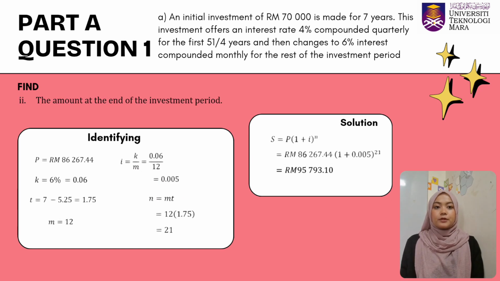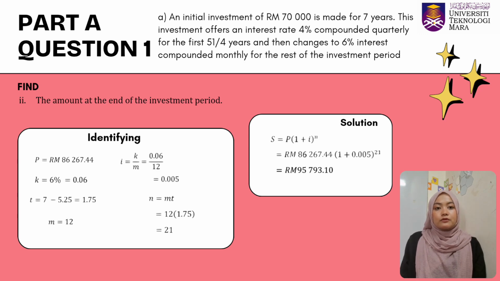For question A, number 2, we'll have to list out the terms first. P is the amount in the account after the first compounded period. So P is equals to 86,267 ringgit and 44 cents. The interest rate is 6% compounded monthly for this period, meaning K is equals to 0.06 and M is equals to 12. The T is 7 minus 5.25 equals to 1.75.